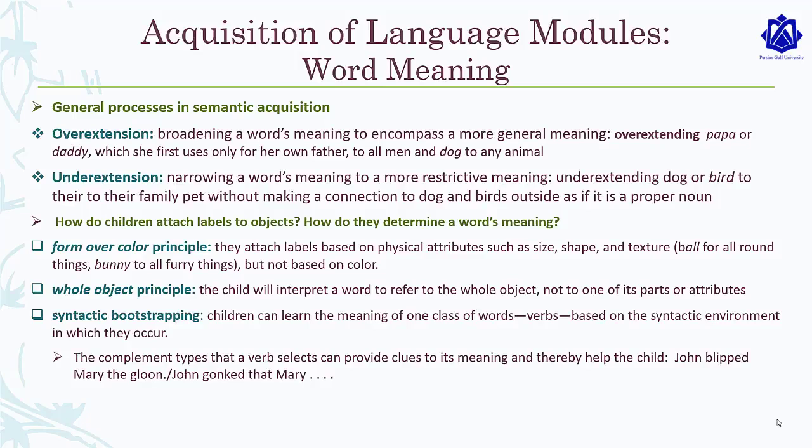So therefore, children get clues from the context, from the sentences in which words are used, in order to learn their meaning. This is syntactic bootstrapping, using information from syntax in order to learn semantics.